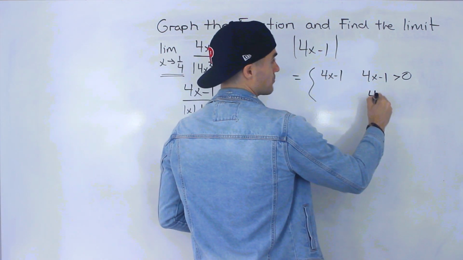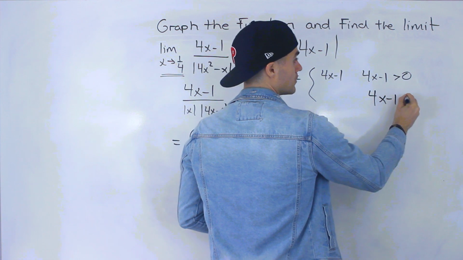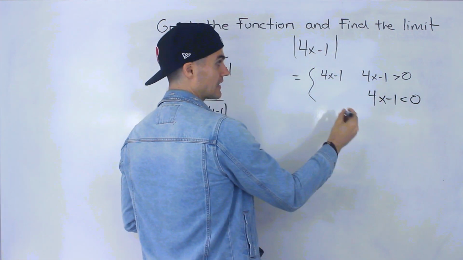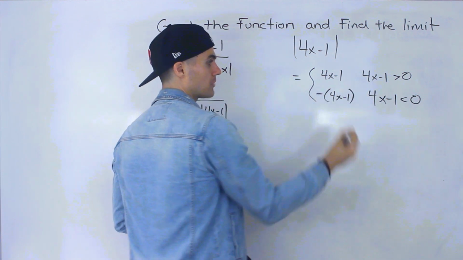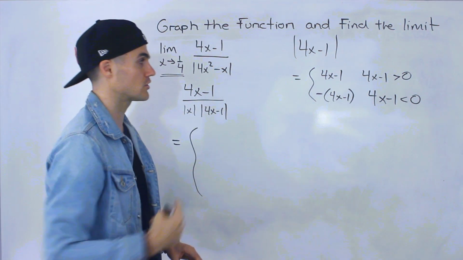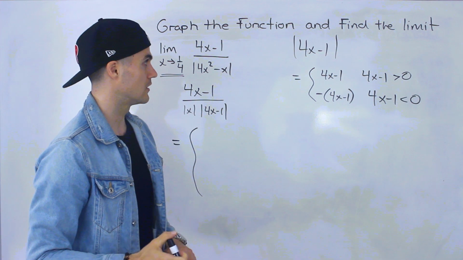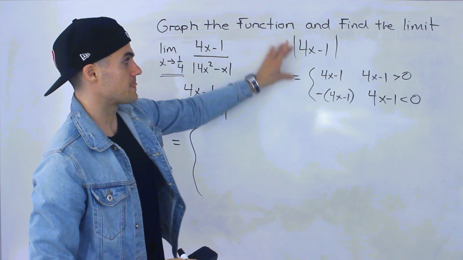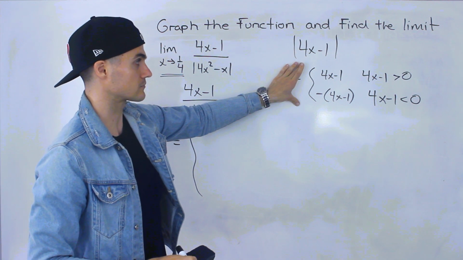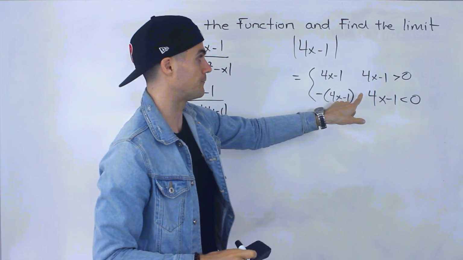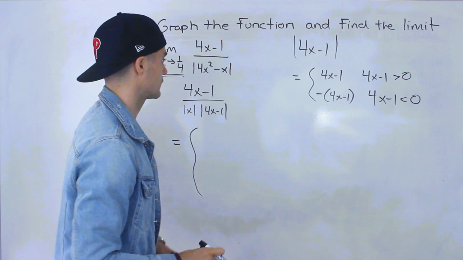But if that expression within the absolute value is going to be less than 0, if it's going to be negative, then we have to take that expression, 4x minus 1, and multiply it by -1 in order to turn it positive. Right? So this is basically equal to that. And you know what, let's just keep it like that for now.